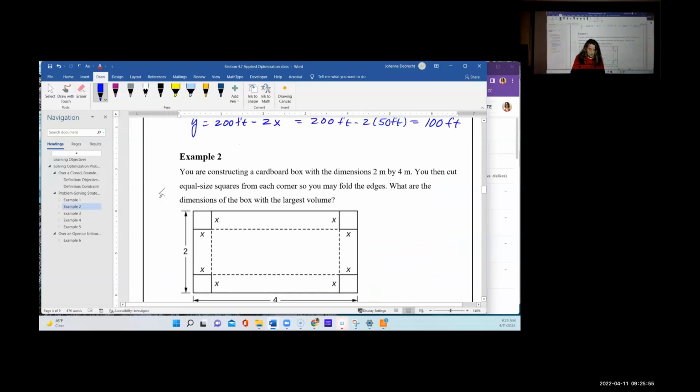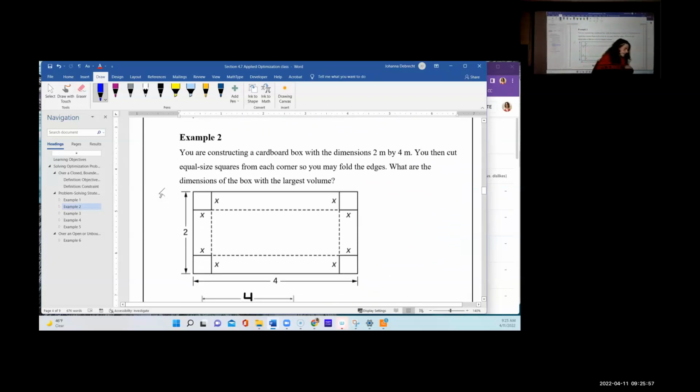Now we want to look at number 2, and I have a piece of cardboard, as you might expect, to help explain what this does. So we'll read it first, and then we'll solve the problem. So in this particular one, starting at the beginning, you are constructing a cardboard box with the dimensions of 2 meters by 4 meters, which is huge, by the way. Okay, that's not a cardboard box. It's got to be a steel box.